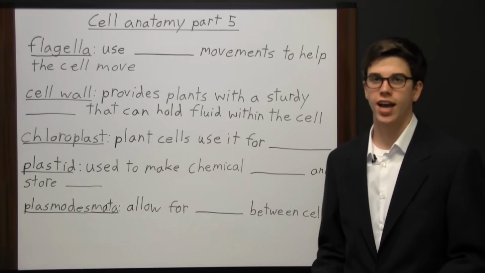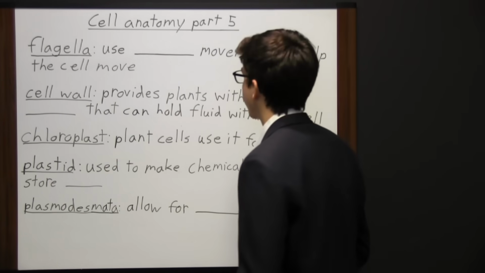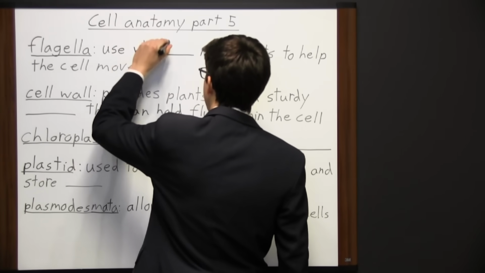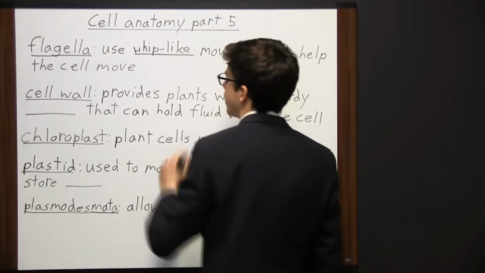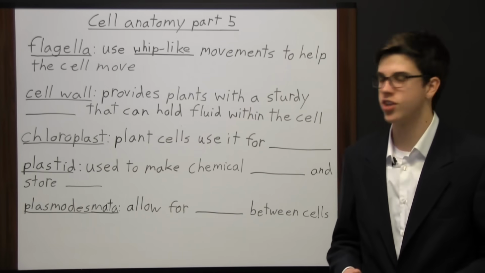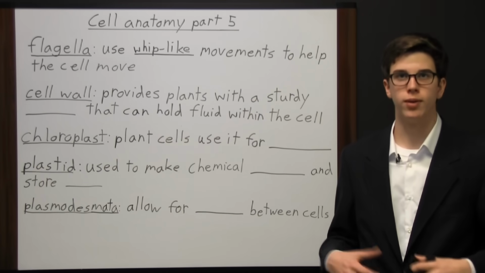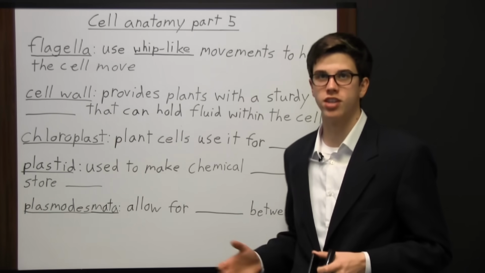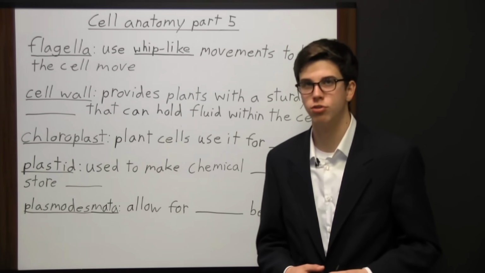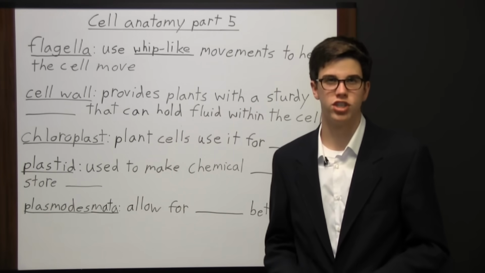We're going to take a look at some parts of cell anatomy, starting with flagella. And flagella use whip-like movements to help the cell move. These are tail-like structures on cells, and so the flagella use a whip-like movement in order to propel the cell. Now, these are similar to cilia, but are usually longer and not as numerous. A cell is generally only going to have one or a few flagella.